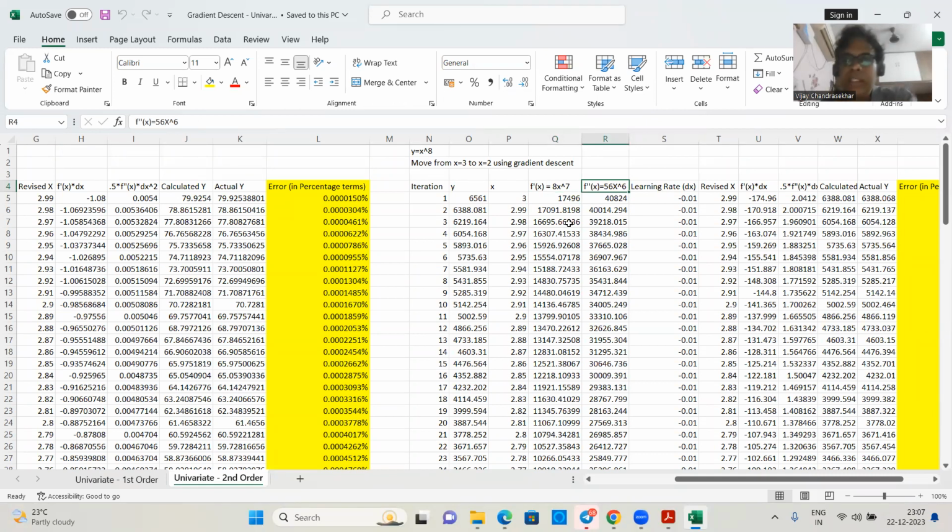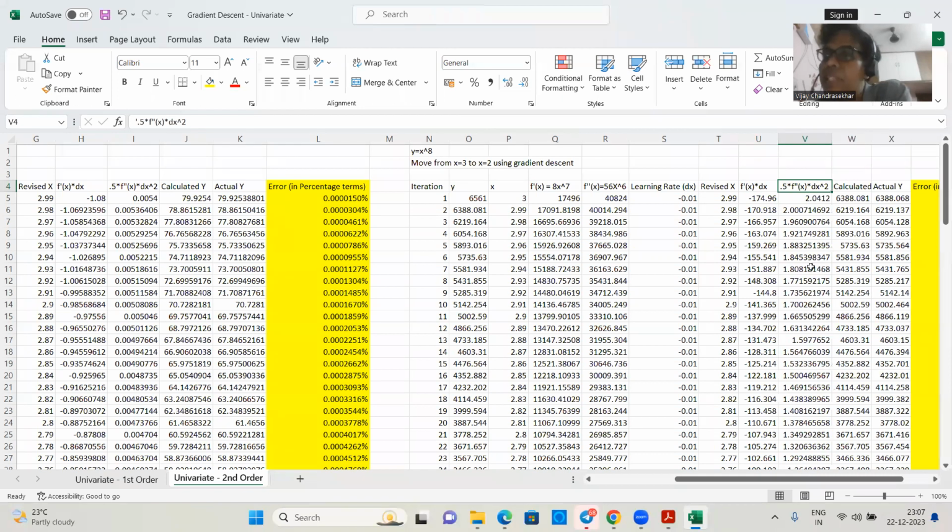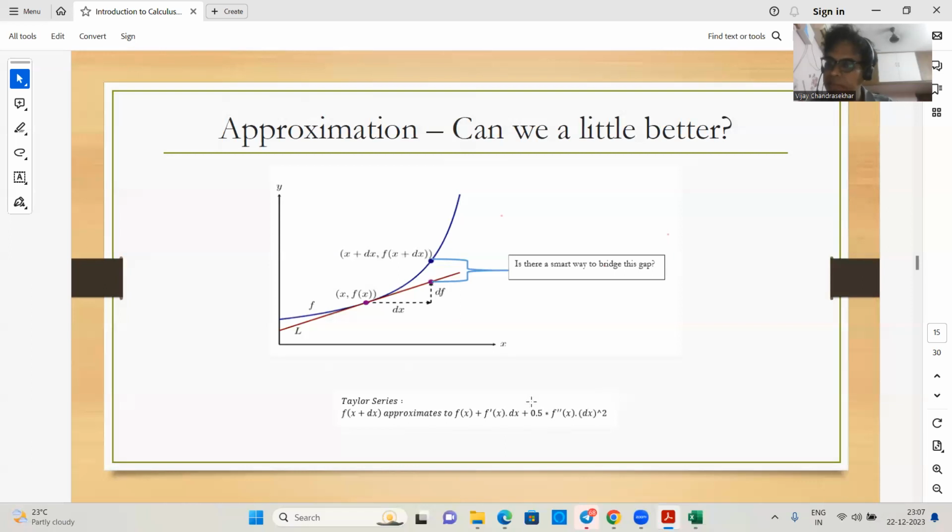All right. So here is f dashed of x, here is f double dashed of x. Learning rate remains same, revised x remains same. Here is f dashed of x multiplied by dx. This is stuff that we did before. The only thing that I'm doing now, which is different, is I've added this term, 0.5 multiplied by f double dashed of x multiplied by dx square. Okay, comes from Taylor series, this bit.